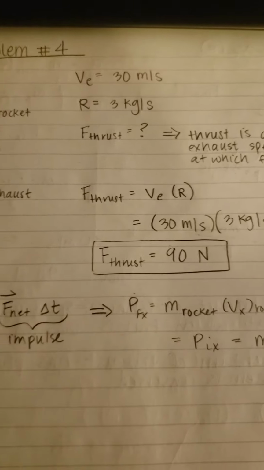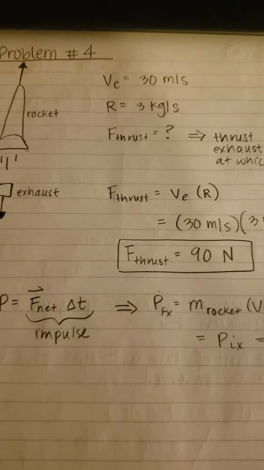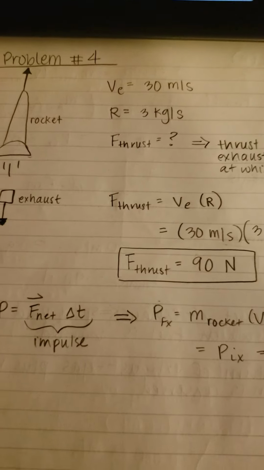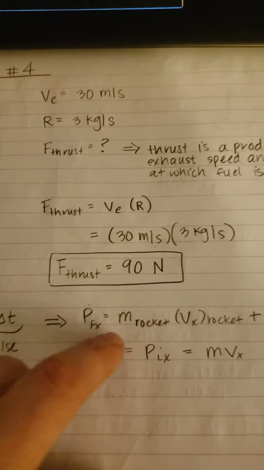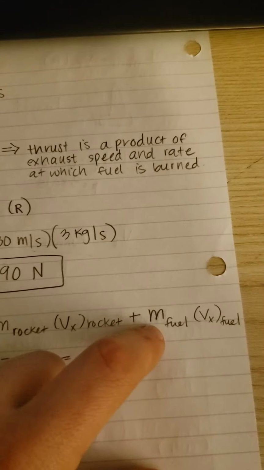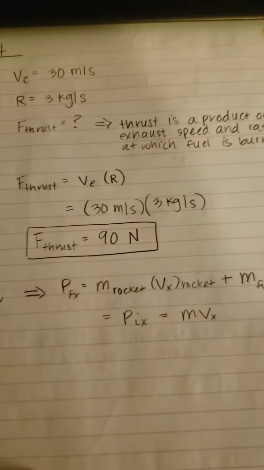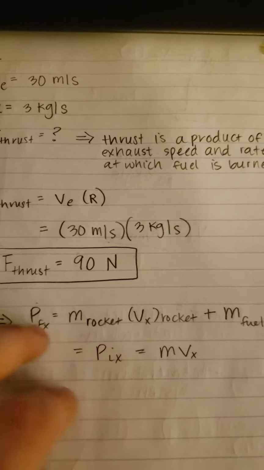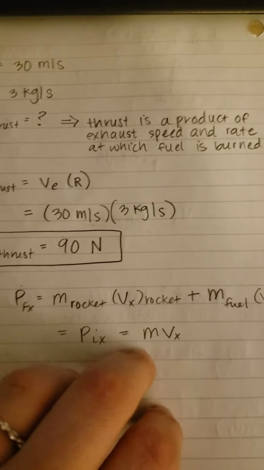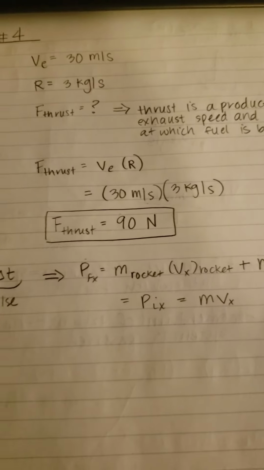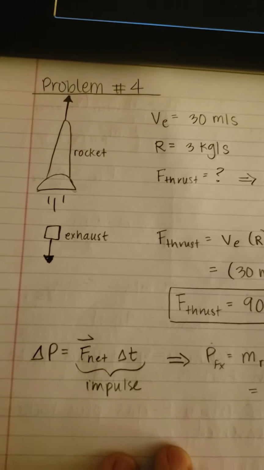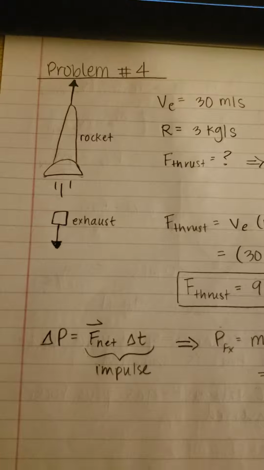So we also know that in the exhaust gas and rocket system, the momentum is conserved. So we know our momentum would be equal to the mass of the rocket times the velocity of the rocket plus the mass of the fuel times the velocity of the fuel. Final momentum is equal to initial momentum, which we know is mass times velocity. So we could use that information to solve other problems related to rocket propulsion.